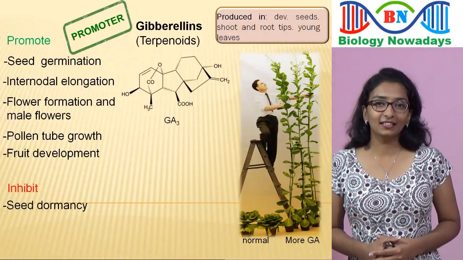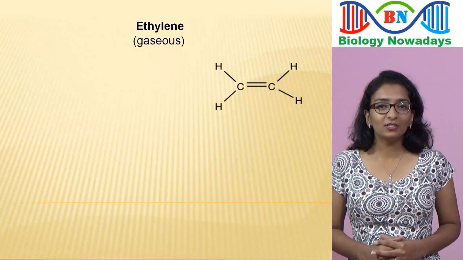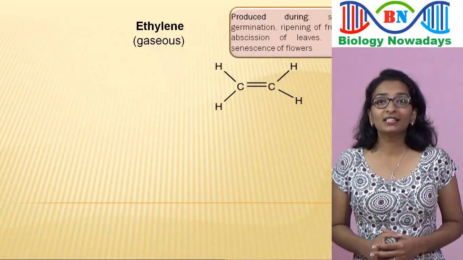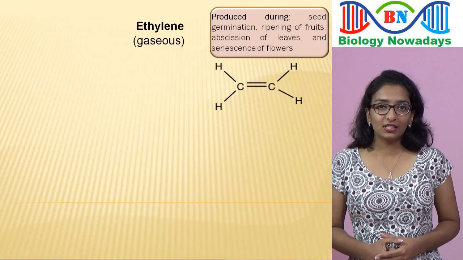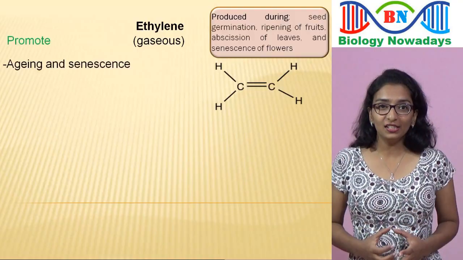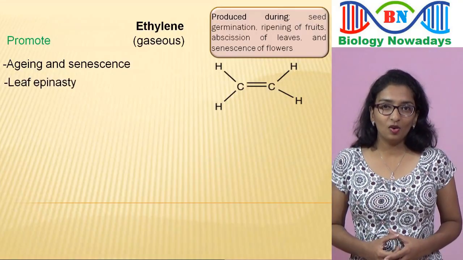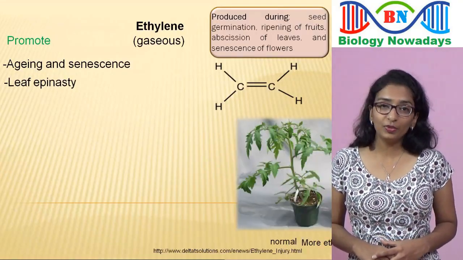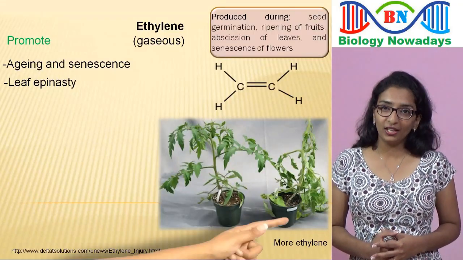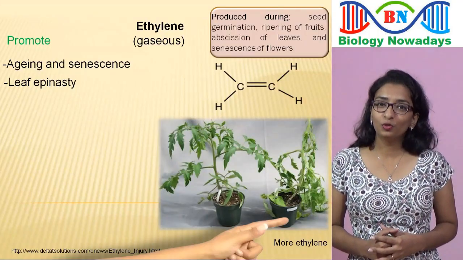Next phytohormone is ethylene, which is the only gaseous hormone. Of all the phytohormones, ethylene has the simplest chemical structure. It is produced during seed germination, ripening of fruits, abscission of leaves, and senescence of flowers. Ethylene promotes aging and senescence of plant organs. It causes leaf epinasty or drooping of leaves. In this picture, among these two tomato plants, the one on the right side was exposed to ethylene. After some time, the leaves showed epinasty or drooping down of leaves.